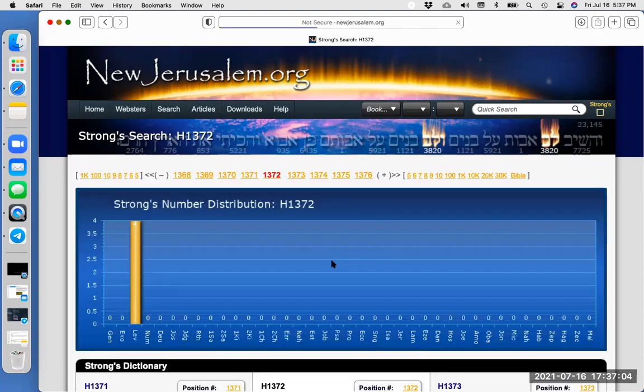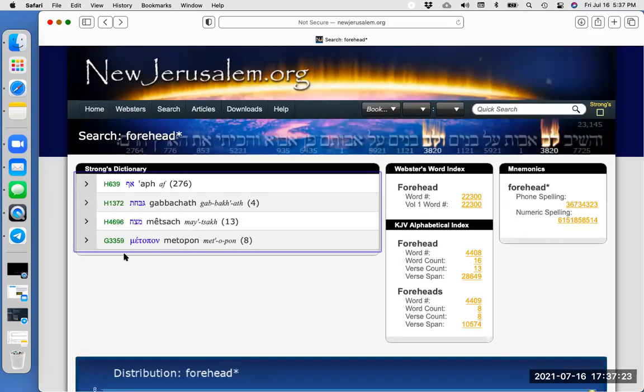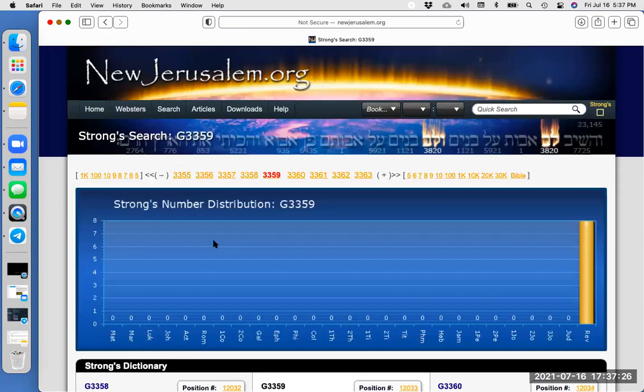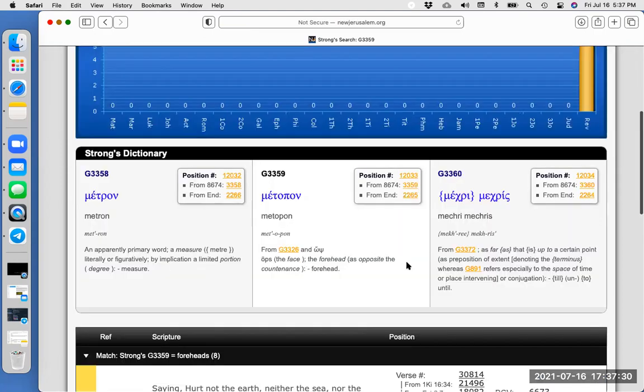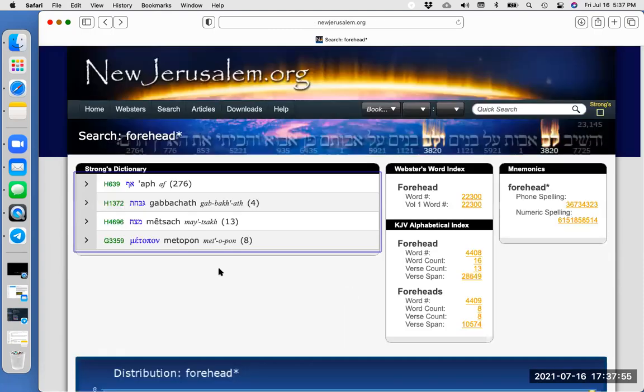Okay, so let's look at this one. Baldness in the forehead, by analogy, a bare spot on the right side of the cloth, bald forehead without hair, without covering. It's completely open, open vision and open understanding. Okay, we know that one, and then go to the Greek, and we see this one. The forehead as opposite the countenance, the face. Isn't that interesting? As opposite the countenance of the face. Look at the foreheads are what's sealed on the servants of the Lord, 144,000 here. So that's its first reference there.